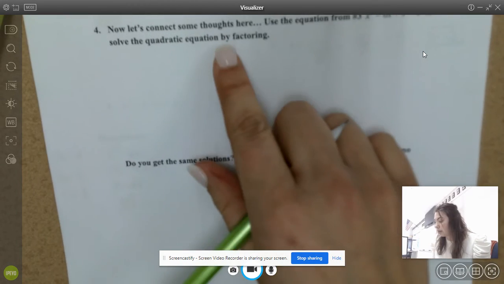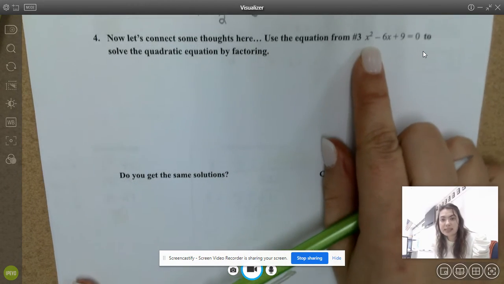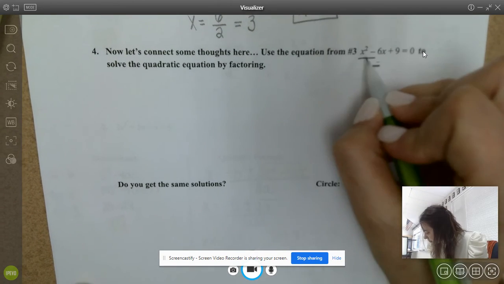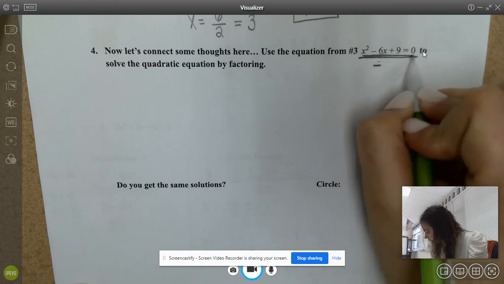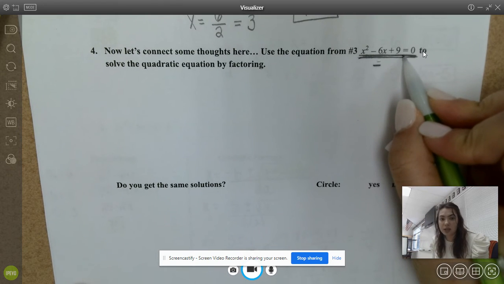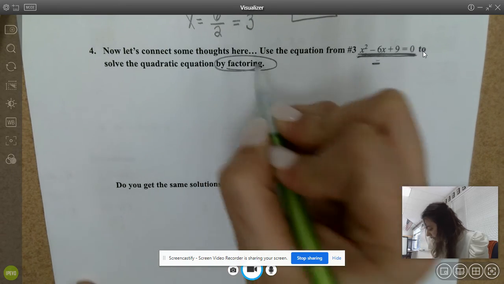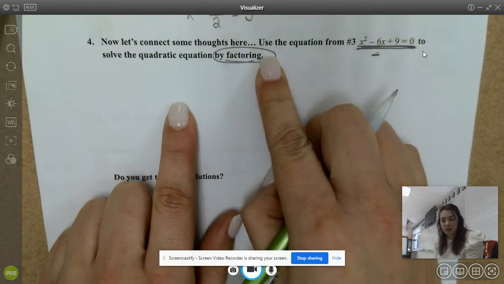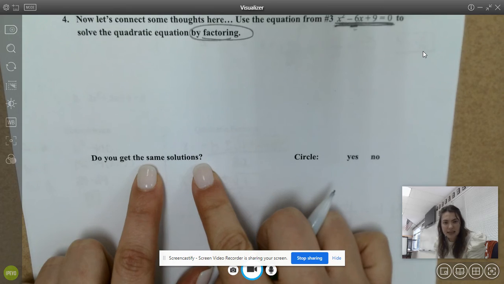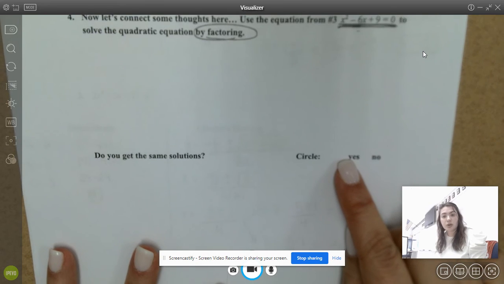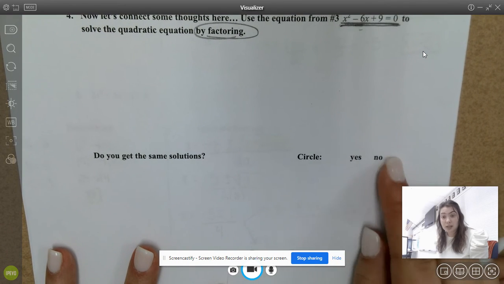So your job for number 4 is to use the same equation in number 3, x squared minus 6x plus 9 is equal to 0. That's the same exact equation. And our job is now to solve by factoring. When we solve by factoring, do you think you're going to get the same solutions? In fact, when you do solve by factoring, do you get the same solutions? And you can go ahead and circle your answer for yes or no.